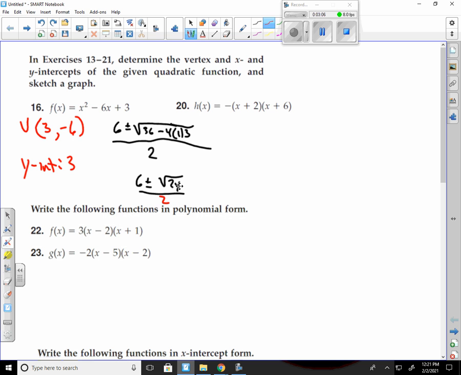over 2. I can break this 24 down. That becomes 4 and 6. Square root of 4 is 2, so the 2 comes out in front. 6 stays inside. 6 divided by 2 is 3. 3 plus or minus the square root of 6. And those are my x-intercepts. Well, that was lovely. All right, on to the next one.